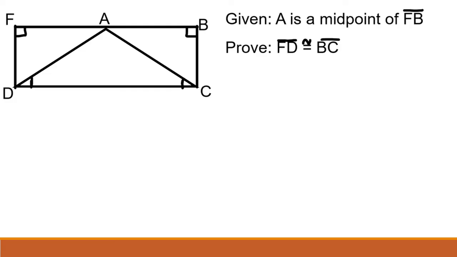And I think we have one more here. Sorry. So given that A is a midpoint of FB, prove that FD is congruent to BC. Now, notice here that it's saying prove that FD is congruent to BC, not that two triangles are congruent.